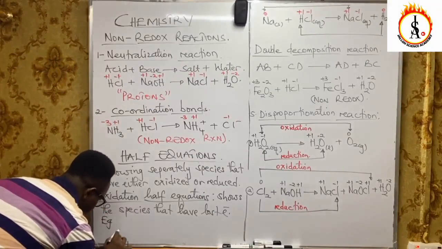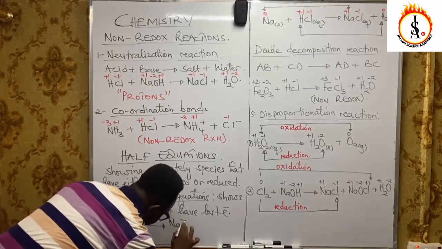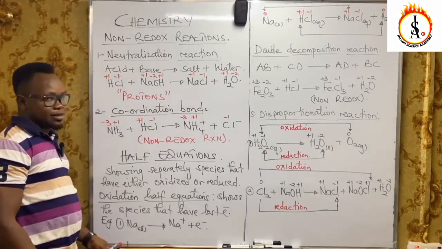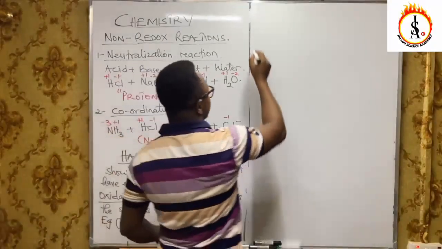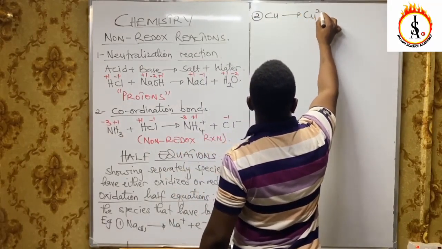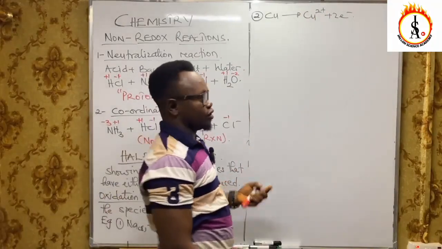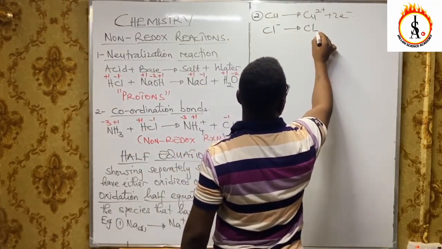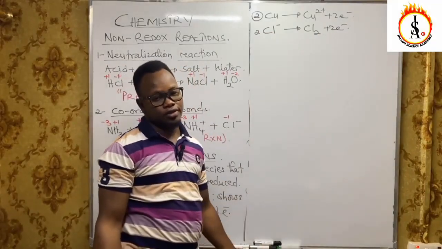Example, let's look at sodium here. Solid sodium will become sodium ion after losing an electron. Okay, so this indicates that this is an oxidation half equation. The second example, let's say here we have copper becoming Cu2+ after losing two electrons. So this is an example of an oxidation half equation. Or we say here the chloride ion becoming Cl2 after losing two electrons. So this is also an example of an oxidation half equation.